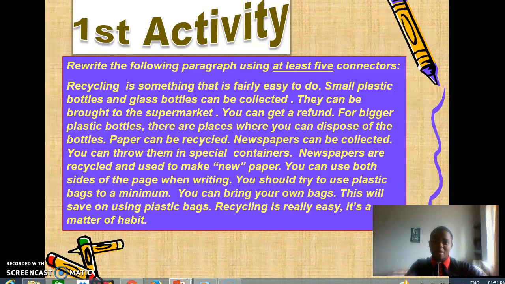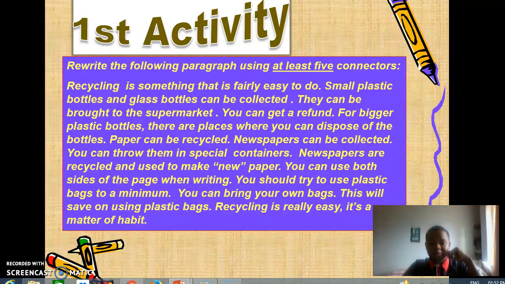I'm going to read it for you and then we go on to see how we can add connectors to it. Recycling is something that is fairly easy to do. Small plastic bottles and glass bottles can be collected. They can be bought to a supermarket. You can get a refund. For bigger plastic bottles, there are places where you can dispose of the bottle. Paper can be recycled. Newspaper can be collected. You can throw them in special containers. Newspapers are recycled and used to make new papers.